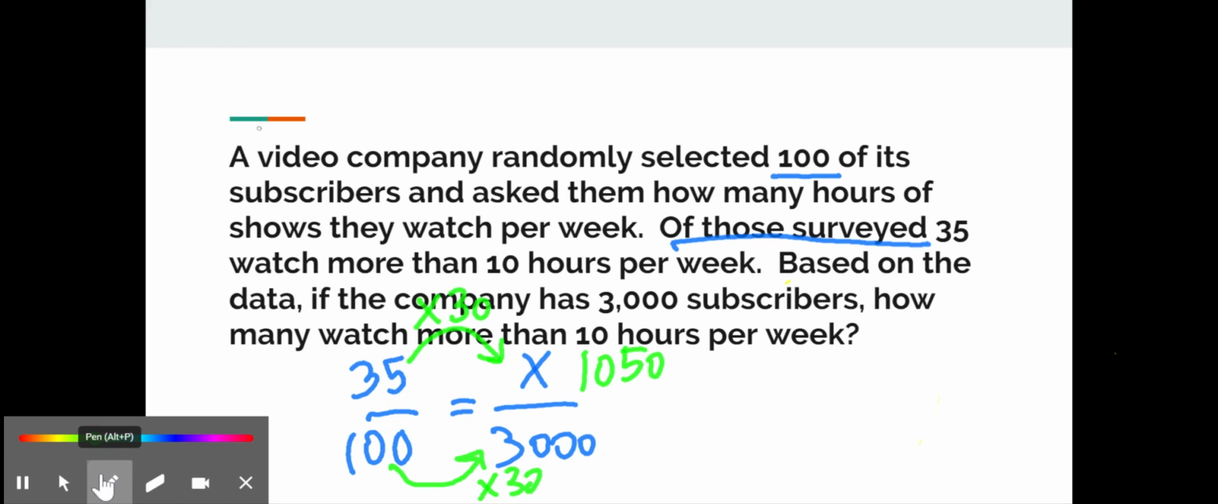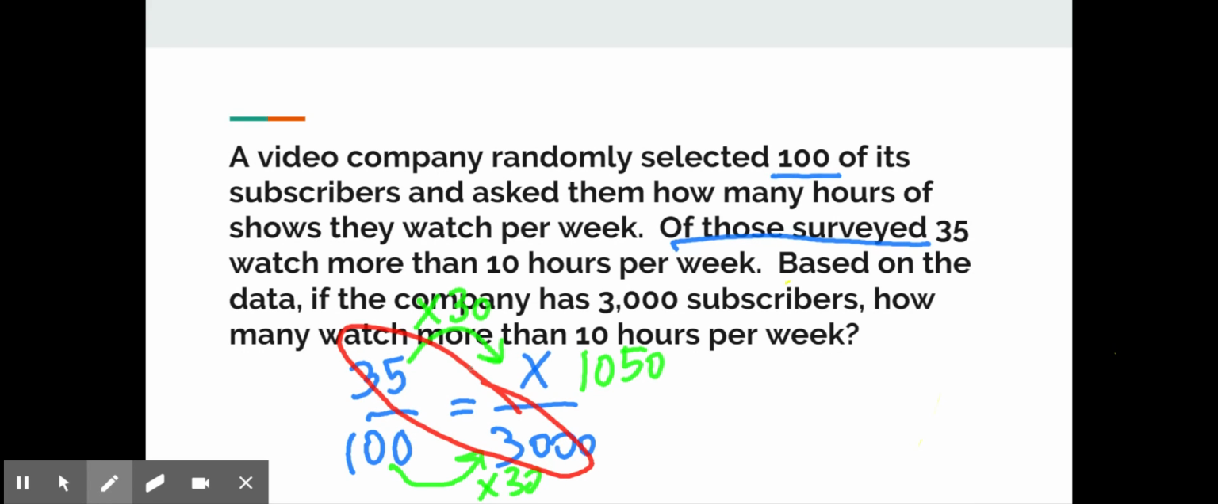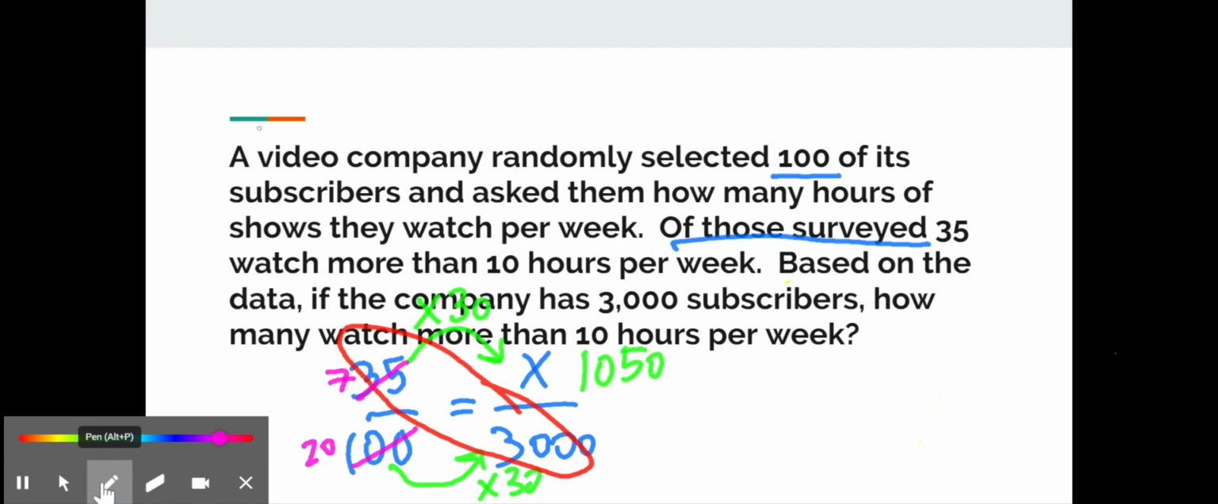Now the second way that we could do this is we could butterfly. We could cross multiply. So we could do 35 times 3,000. Well, you know what? Before we do that, let's simplify it. We do not have to work with numbers this large. 35 and 100, 5 goes into each of these numbers. 5 goes into 35 7 times, and 5 goes into 100 20 times. So we just simplified this fraction, and the purpose of doing so was so that we didn't have to work with 35 and 100. We now only have to multiply 7 times 3,000. 7 times 3,000 gets us 21,000.